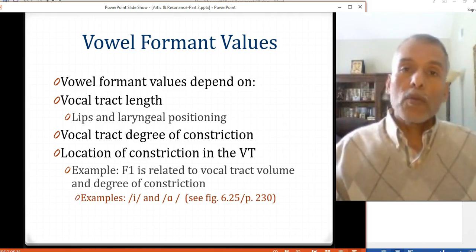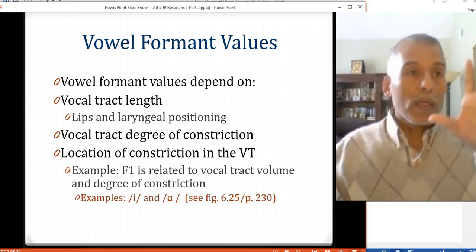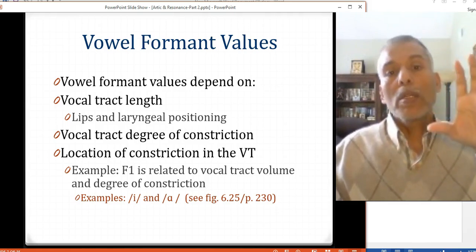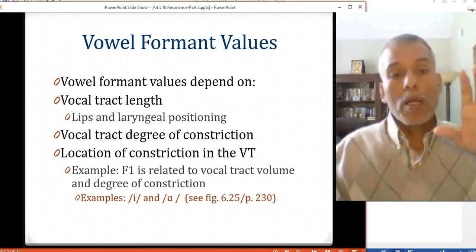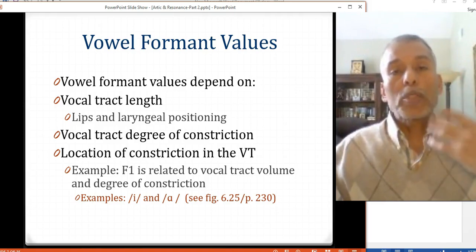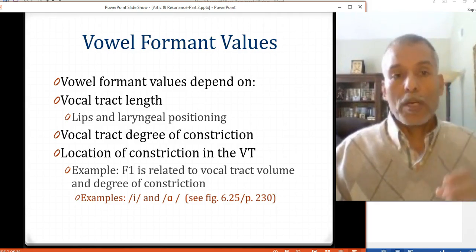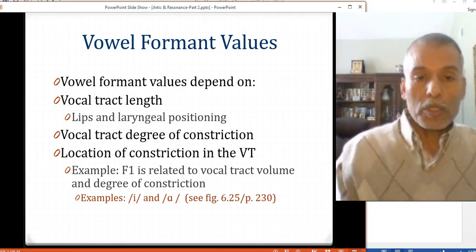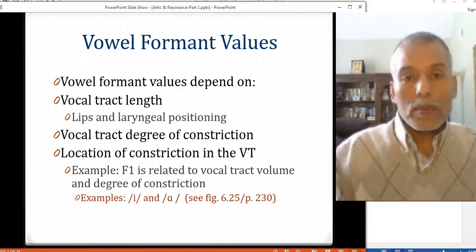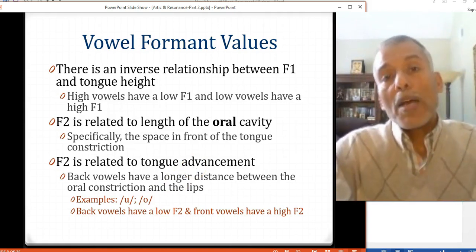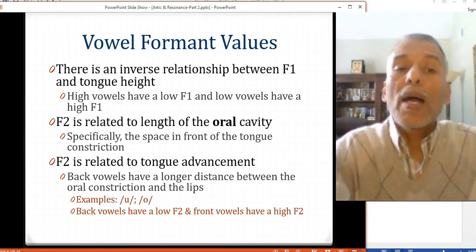Now, what about F2 for Ah? The tongue is out of the front, and that makes it significantly low for Ah. So we know now how the tongue position contributes to modifying the vocal tract, to making F1 and F2 and the different formants different from each other for particular sounds. There is an inverse relationship between F1 and tongue height, as I just explained using E and Ah.